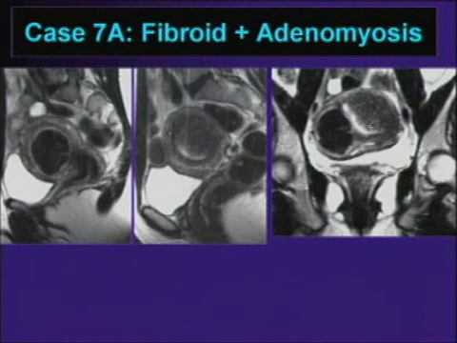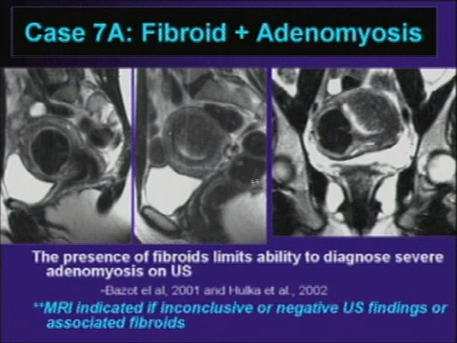Some of the distinguishing characteristics between the two that can be helpful to use is that the fibroid tends to be lower signal intensity, well circumscribed. This is an intramural example, but as we saw in the submucosal example, it can really deform the endometrial cavity, versus the adenomyosis, which tends to not deform the endometrial cavity. And also, one of the problems with ultrasound in these cases is we have fibroids and adenomyosis. It's very hard to distinguish between the two.